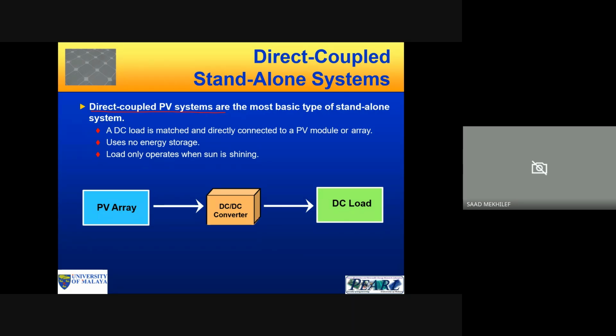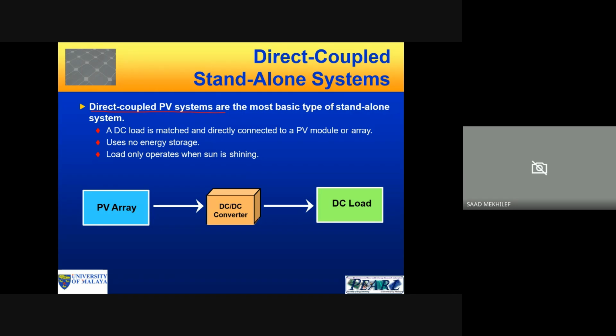For example, water pumping. Water pumping, actually, this can be useful. For example, if you use it for irrigation, it doesn't matter when. During the day, maybe you need 4 or 5 hours, so we can directly connect to the load. You don't need any other storage because the system is very cheap. But the load here needs to match the source.